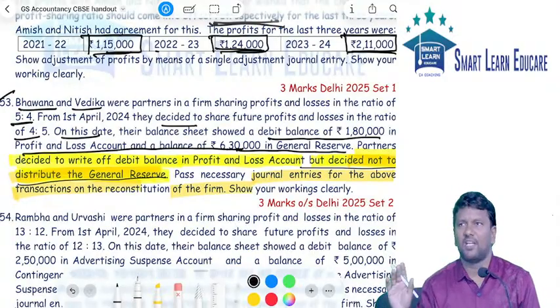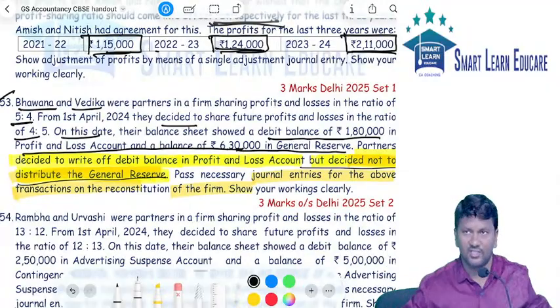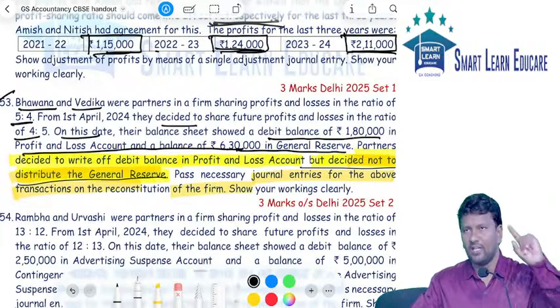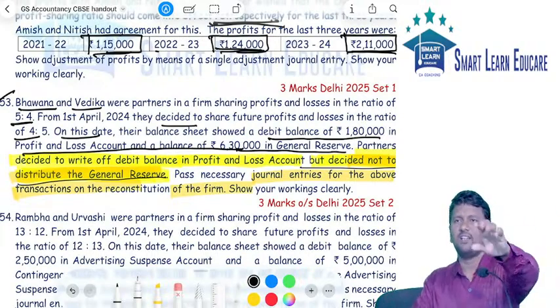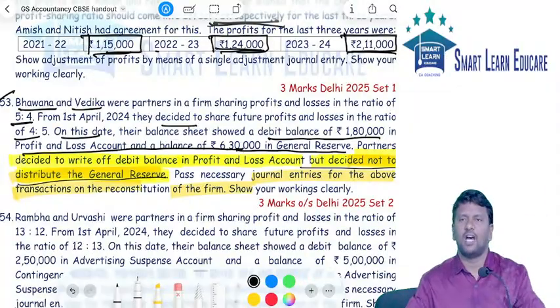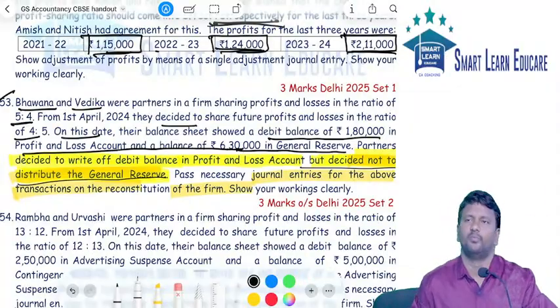That's all. அப்போ இதுக்கு என்ன என்ட்ரி வரும்? Gaining partners capital account debit to sacrificing partner. முடிஞ்சிச்சு. 2 என்ட்ரி வரப்போகுது. ஃபஸ்ட்டு P&L-க்கு ஒரு என்ட்ரி, ரிசர்வ் நாட் டு பி டிரான்ஸ்ஃபர்டுன்னு சொல்லியிருக்கான். அப்போ ரிசர்வ்ஸ் ஆர் ரீடெயின்டு, அதுக்கு என்ட்ரி நம்ம கண்டிப்பாக பாஸ் பண்ணணும்.